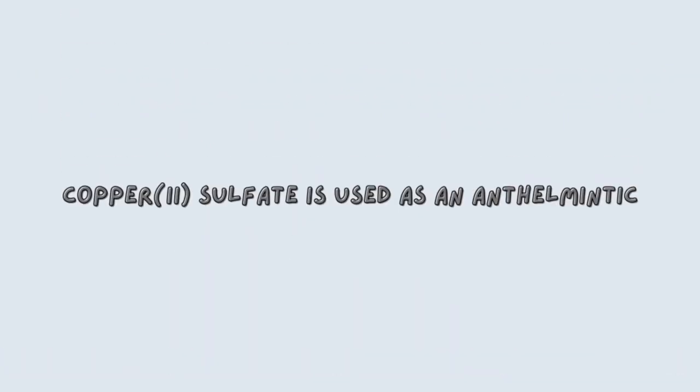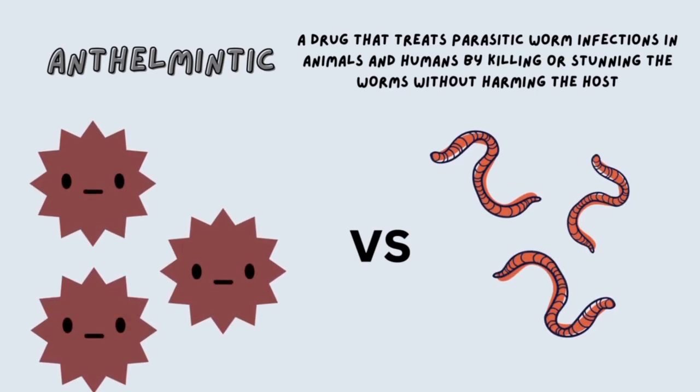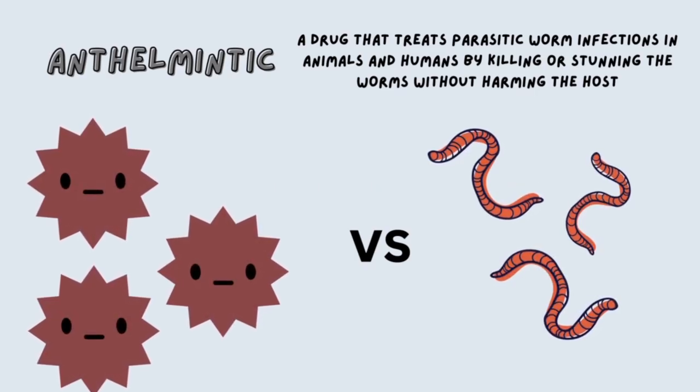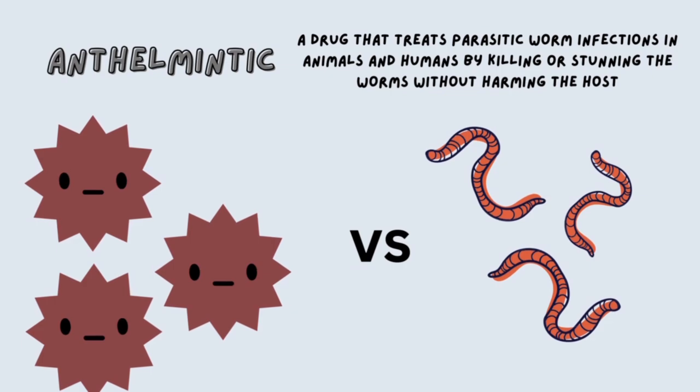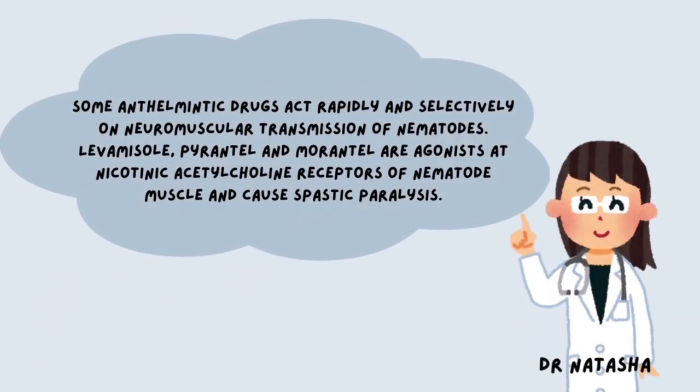The next, copper 2 sulfate is used as an anthelmintic. Anthelmintic is a drug that treats parasitic worm infections in animals and humans by killing or stunning the worms without harming the host. Some anthelmintic drugs act rapidly and selectively on neuromuscular transmission of nematodes.